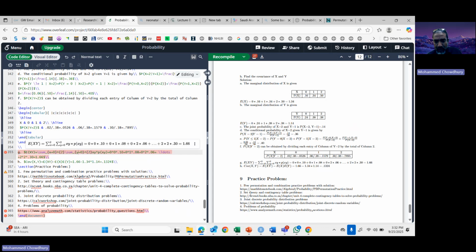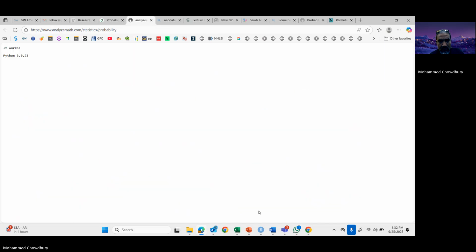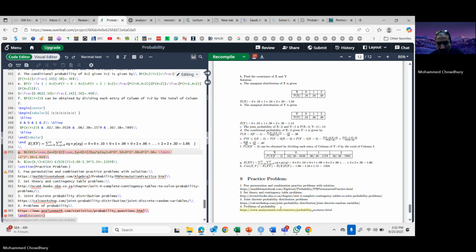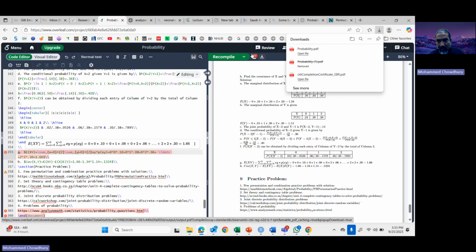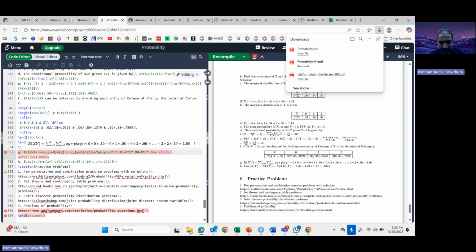So in the next class, I will discuss set theory, joint, and problems of probability. So you said problems of probability is not working? Okay, so let me see again. I'll check it. So here is the thing that I want to download. I just downloaded that part. Now let me go there.